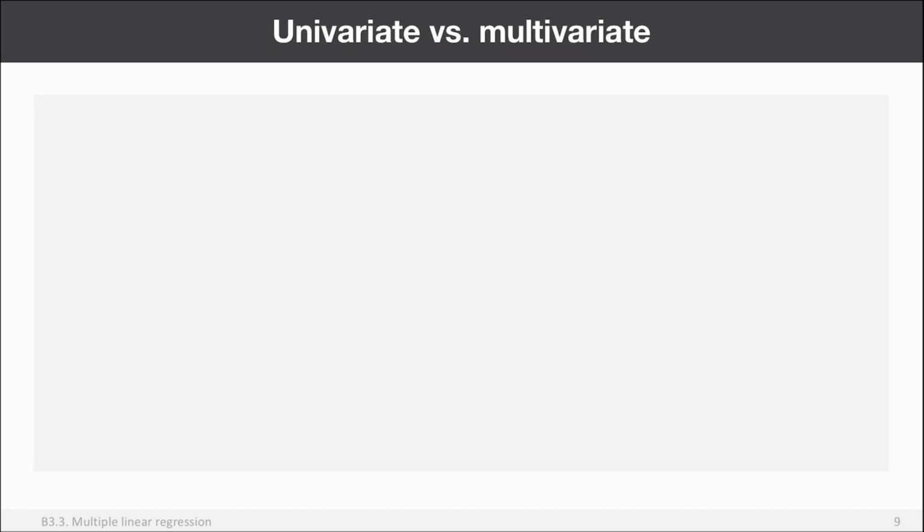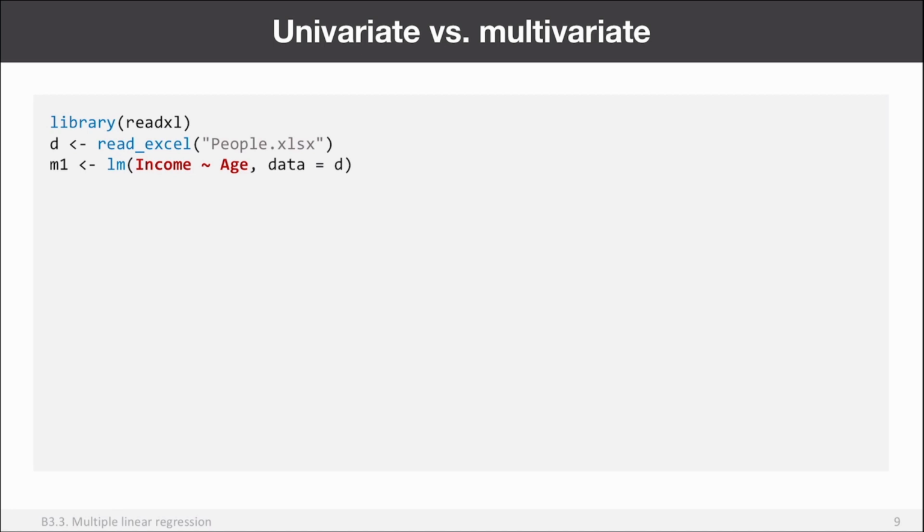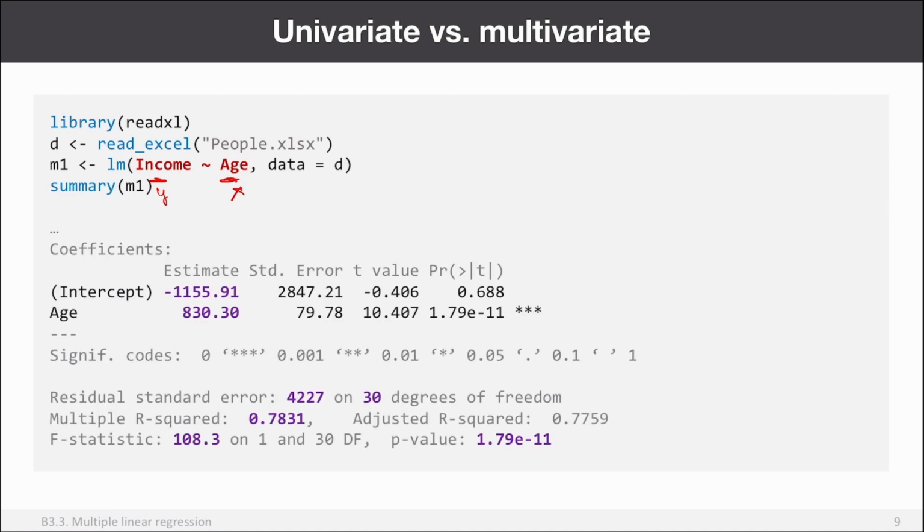So let's check it. I will first make a univariate regression. I will just repeat what I did also in the previous learning sequence. So I read people data. I make a linear model based on just one single variable. So this is Y, this is X, right? I predict income based on age. So it's simple linear regression. And then I show the summary. You can see the intercept, the slope, the standard error, the R-squared, results of the F-test, everything that we also did in the previous learning sequence.